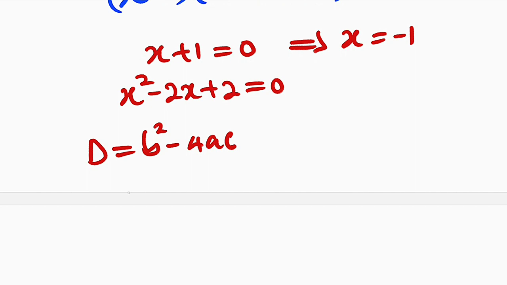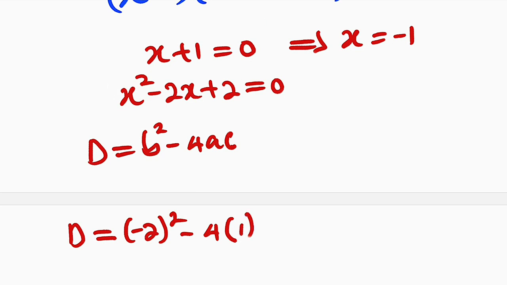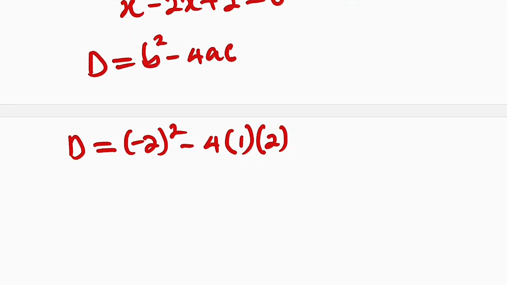So now let us substitute. D is equal to b squared, which is what? Negative 2 squared minus 4 multiplied by a, which is the leading coefficient. Here we have 1, multiplied by c, which is what? The last term, which is 2. If you simplify this, you have negative 2 squared is 4, then minus 4 times 1 times 2 is 8. So we have 4 minus 8, which is equal to negative 4, and negative 4 is less than 0, right?